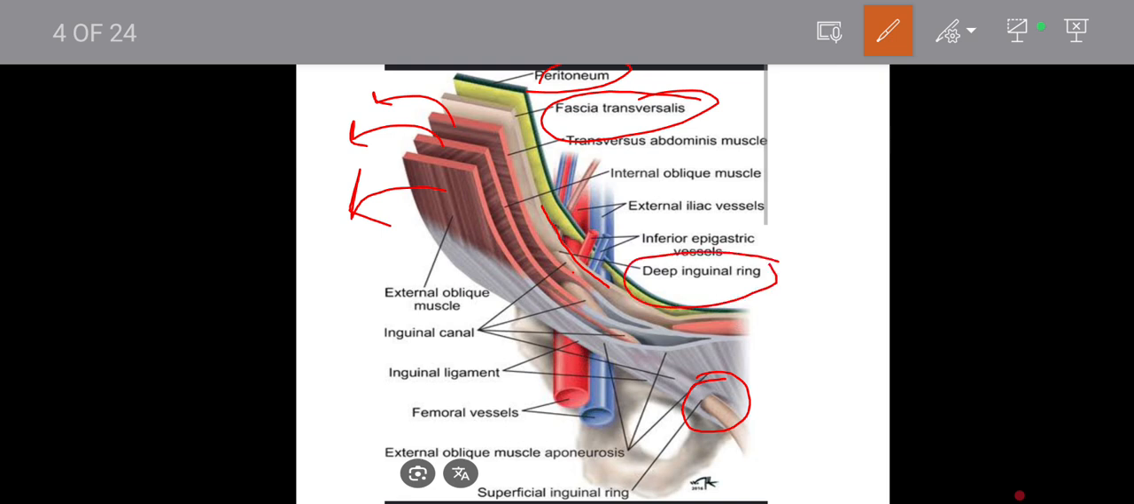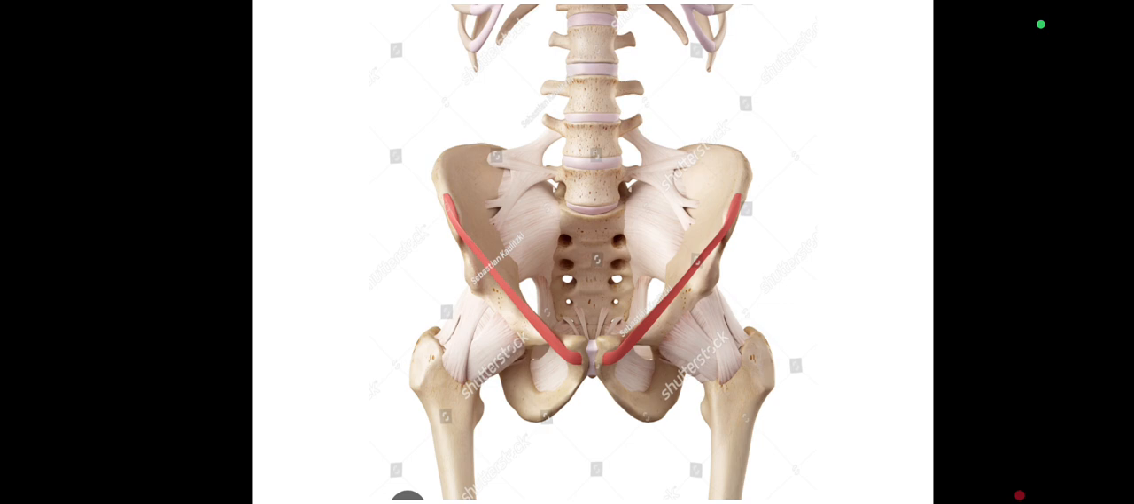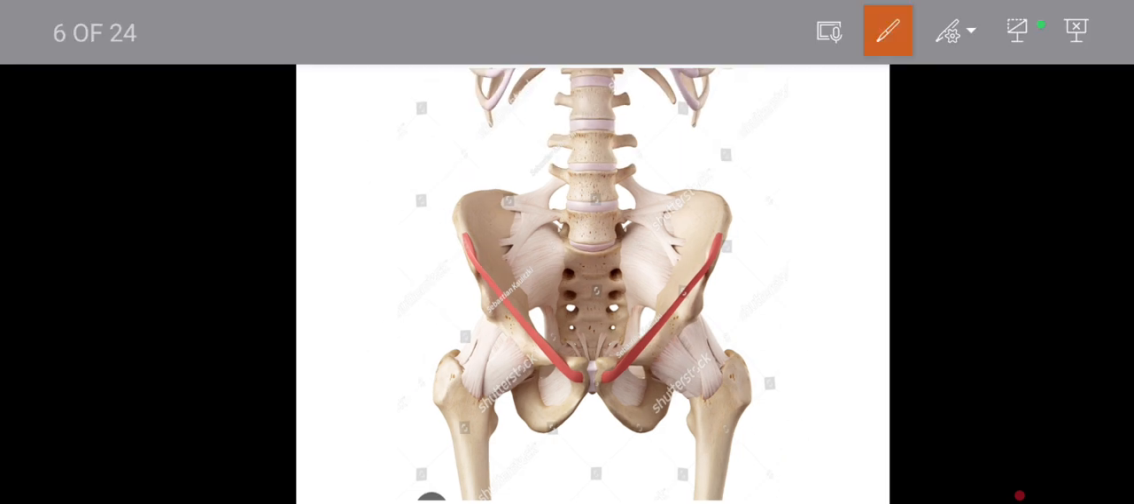The canal, the oblique passage which extends from the deep inguinal ring to the superficial inguinal ring, that passage is called the inguinal canal. So now, this is the inguinal ligament. Above this there is the inguinal canal.